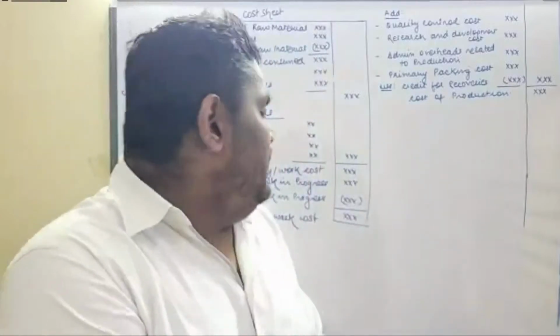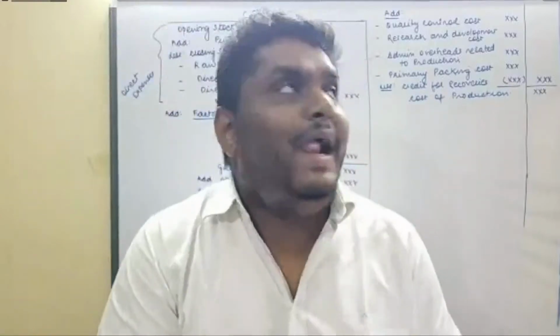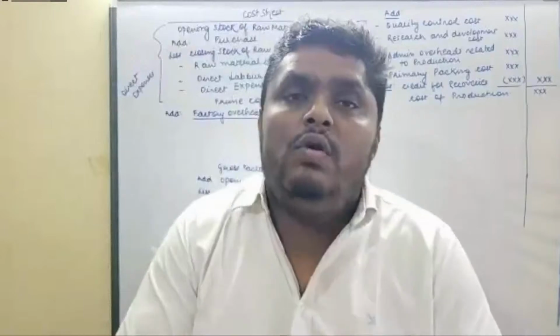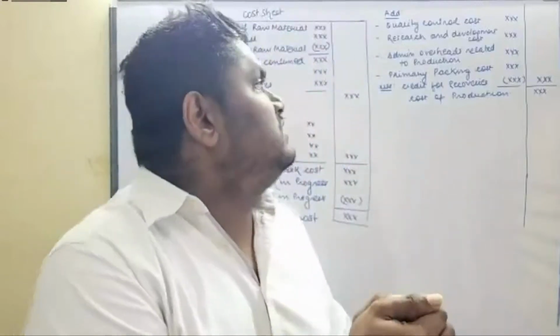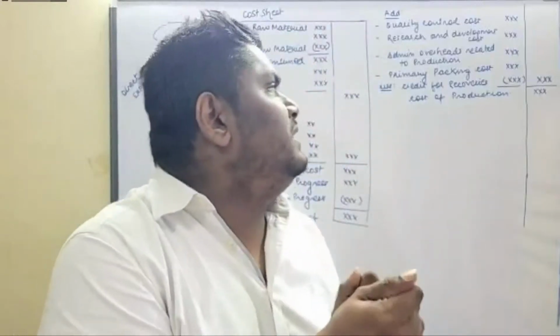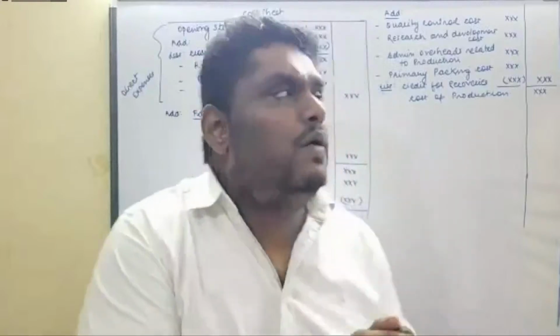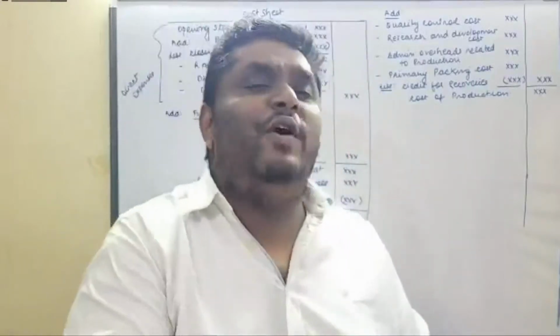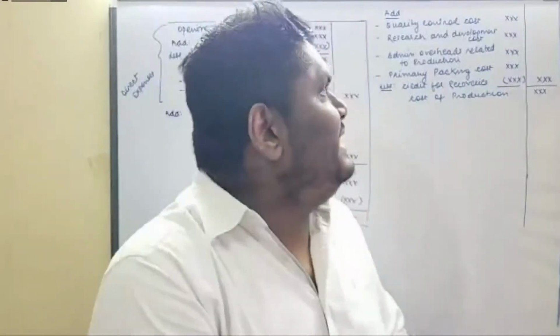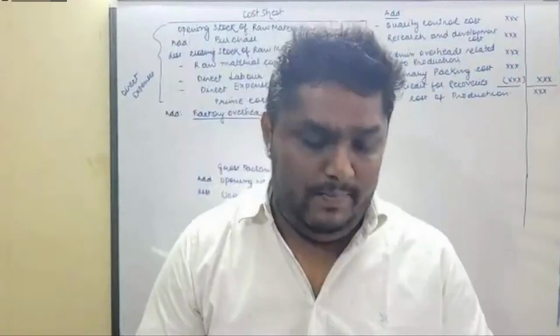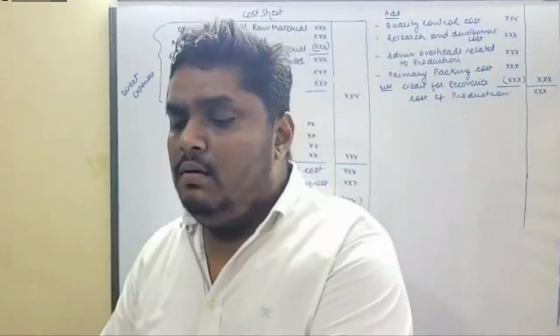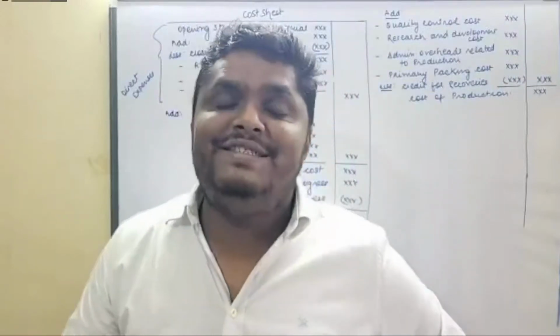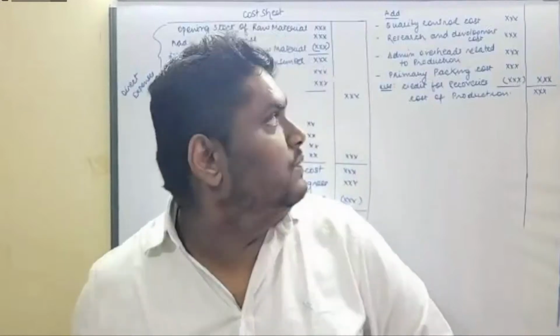So now, in factory cost, we will add quality control cost, research and development cost, administration overhead related to production, plus primary packing cost also, less credit for recoveries. Now, I'll be discussing each and every point one by one. So let's start. Let's start with quality control cost.